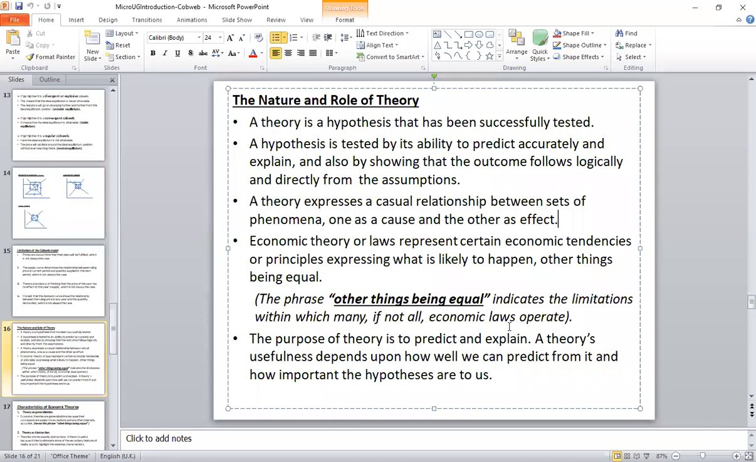The purpose of theory is to predict and explain. So a theory's usefulness depends upon how well we can predict from it and how important the hypotheses are to us. Of course, if the hypothesis is not important to us, then we don't even need it. So basically, we can consider that.